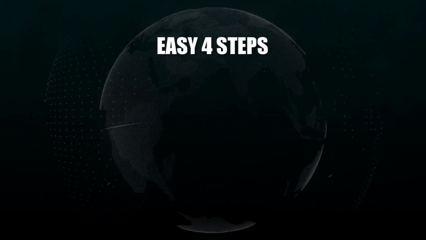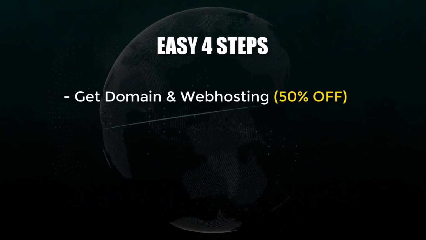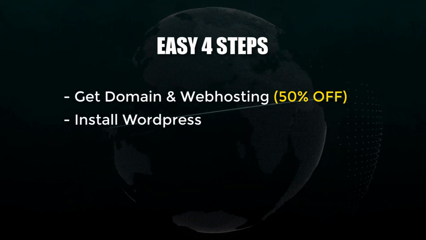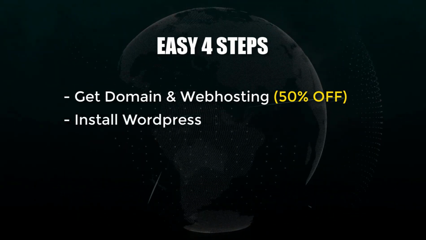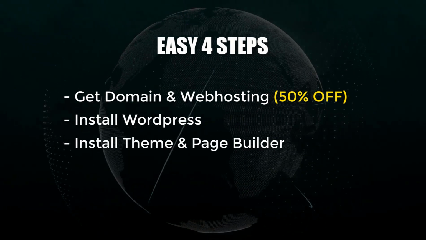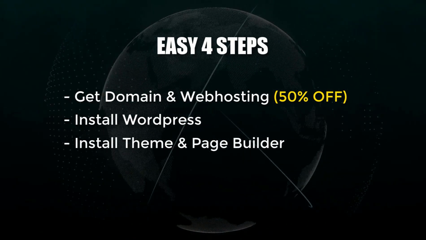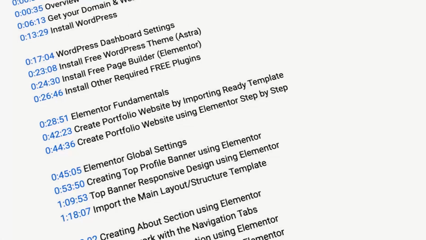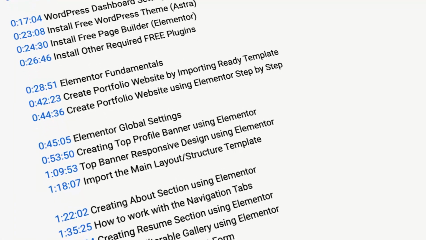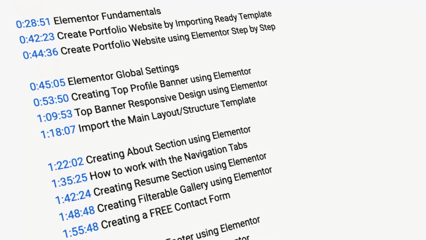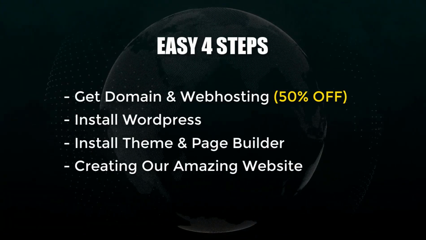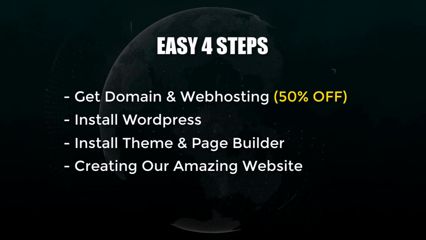First, I will show you how to get your own domain name and web hosting. I will also provide you a 50% discount code. Then I will show you how to install WordPress. Then how to install a theme and a free page builder. And then we will start creating our amazing website. I will also attach timestamps in the description, so you can always go back and forth to the specific part you need. Let's now start with step number 1, which is to get your domain name and web hosting.